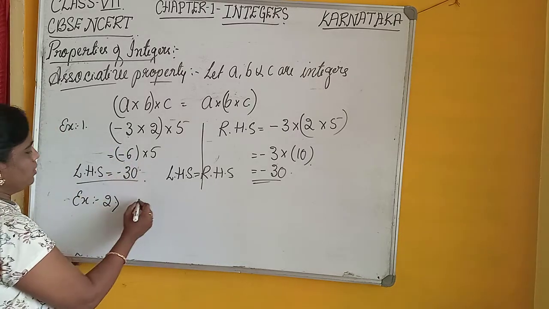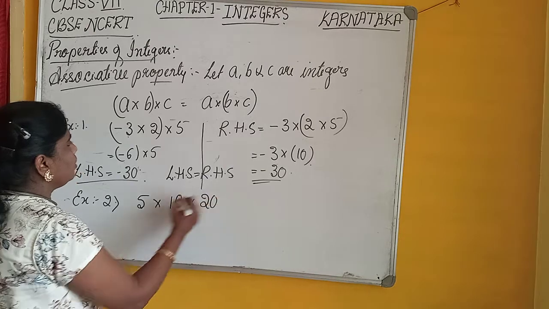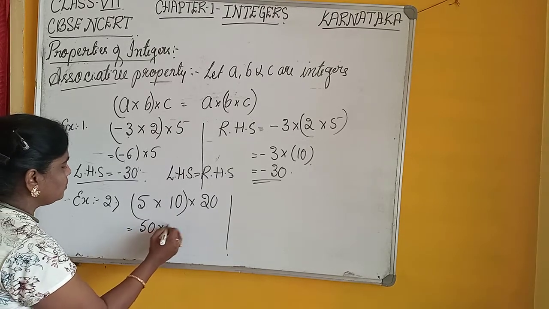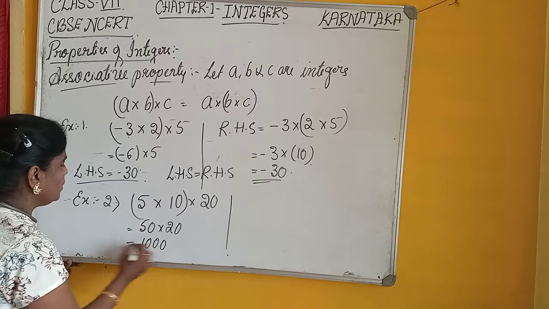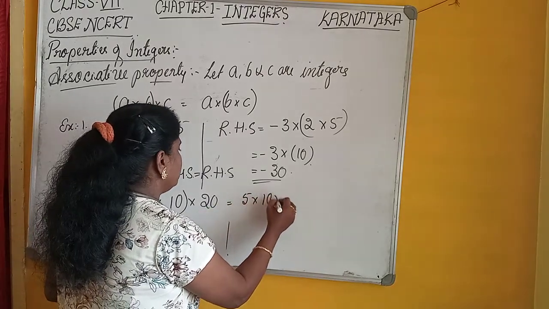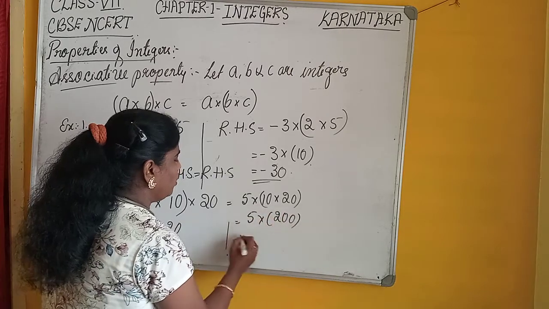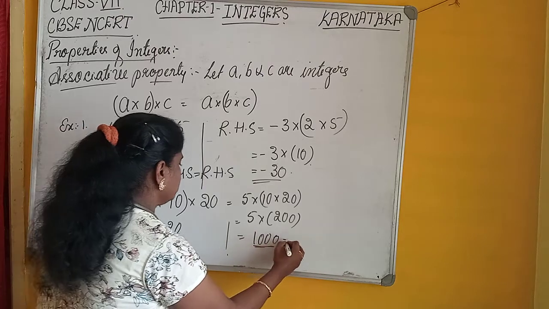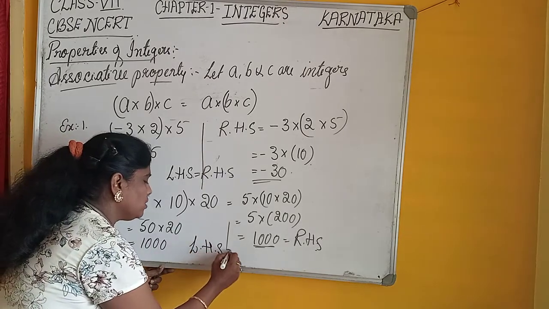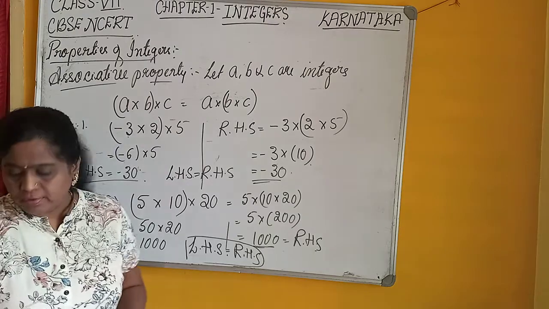We can take another example: 5 into 10 into 20. Okay. Here A into B into C. 10 5s are 50, into 20. That is equal to 1000. In the LHS part, we got 1000. And here in the RHS part, we are multiplying the next two numbers. Keeping 5 as it is, multiplying 10 into 20, which is 200. What will we get? The same 1000. Isn't it? Here this is the RHS. Here also we came to know that LHS is equal to RHS. Understood? Here the associative property of integers is verified.